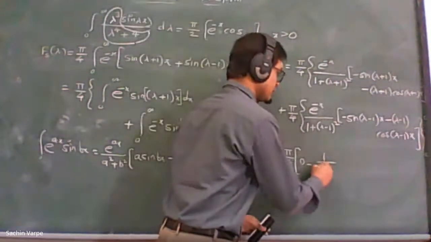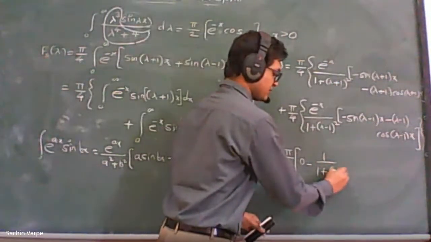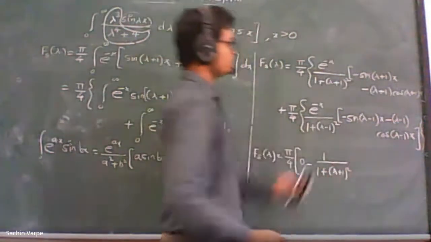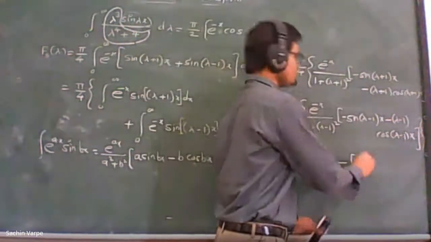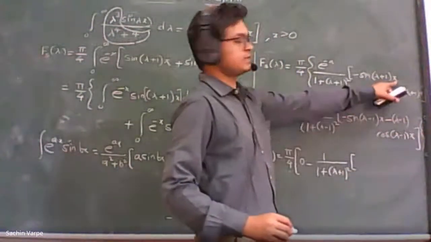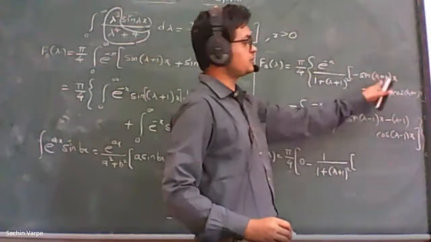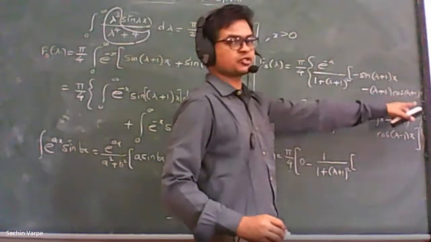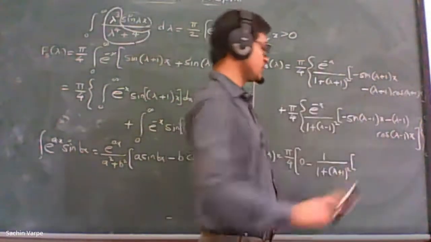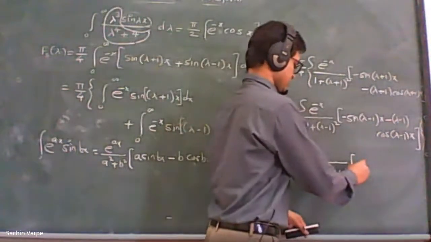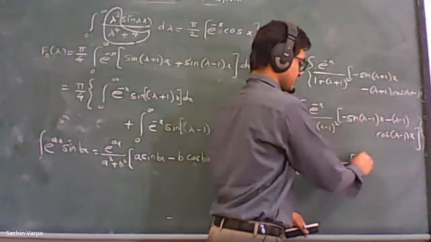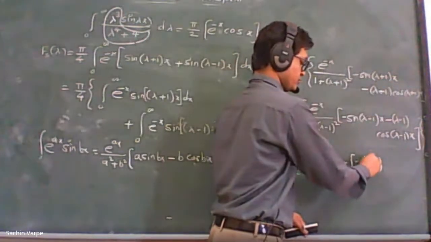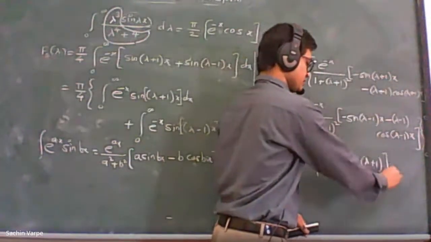1 upon 1 plus lambda plus 1 square, isn't it? Into minus sine, now x is 0, so sine 0 will be 0. Minus lambda plus 1 cos 0. Cos 0 is 1. So only lambda plus 1 minus lambda plus 1. Please note this.